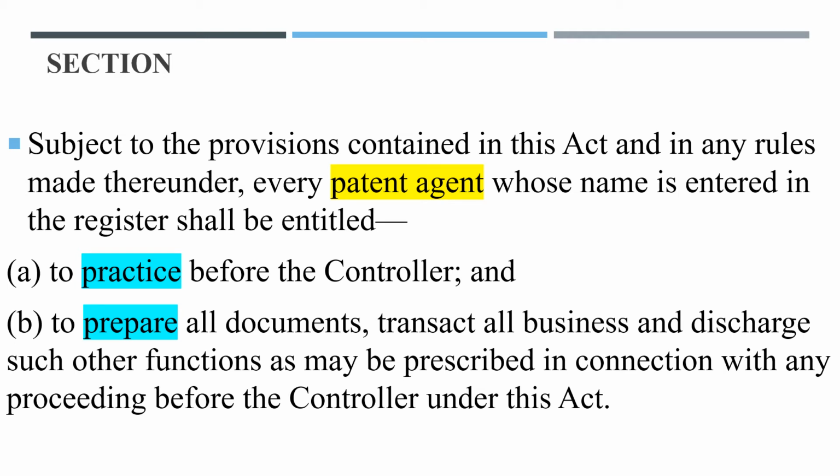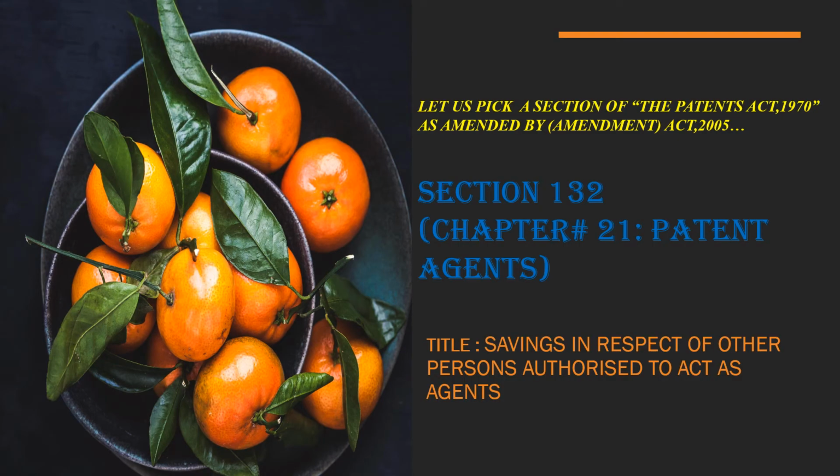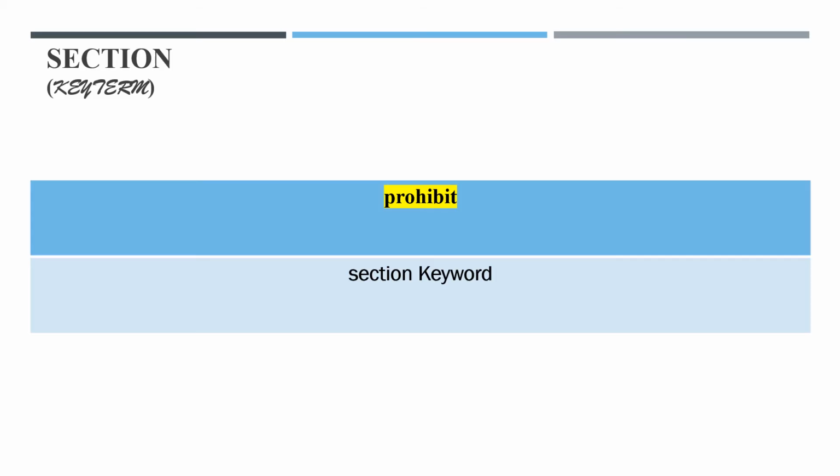We can proceed further. Okay, next we will go to section 132. This also comes from chapter 21, that is the title of chapter 21 is patent agents. The title for section 132 is savings in respect of other persons authorized to act as agents. Okay, so let us proceed for the further details.